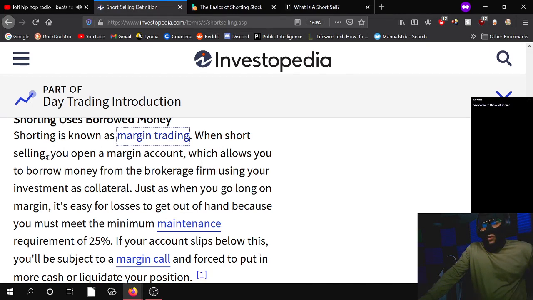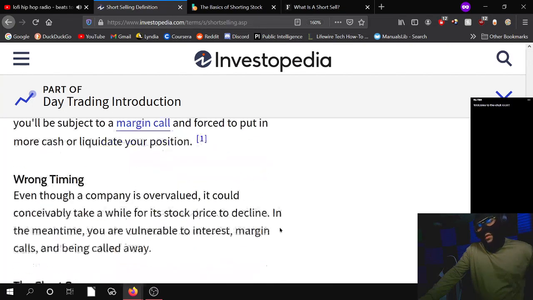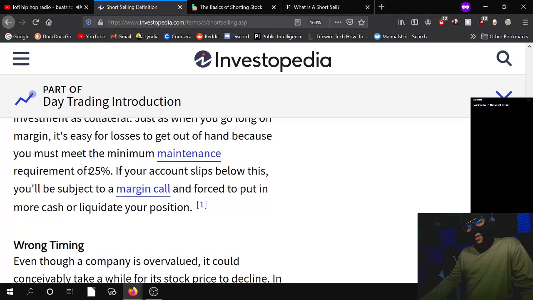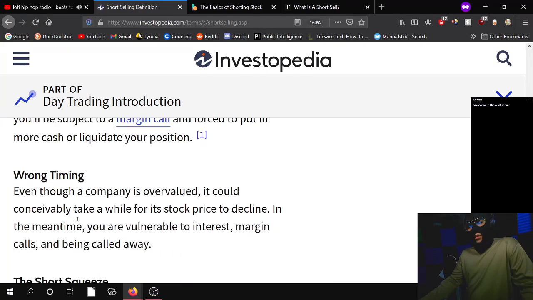So when short selling, you open a margin account, which allows you to borrow money from the brokerage firm using your investment as collateral. Just as when you go long on margin, it's easy for losses to get out of hand because you must meet the minimum maintenance requirement of 25%. If your account slips below this, you'll be subject to a margin call and forced to put in more cash or liquidate your position. Wrong timing.